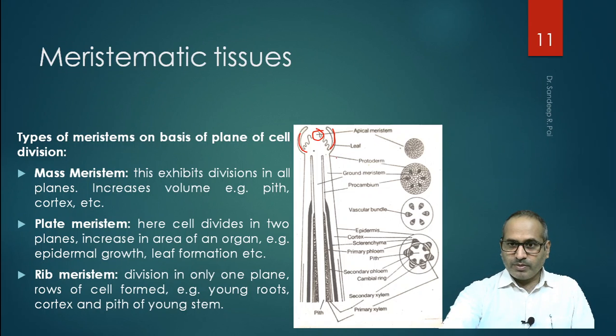Then the protoderm, and then we also see here the different types of vascular assemblies, like secondary xylem, primary xylem, and cambial ring, which is a meristematic tissue, and the cortex, which will have a meristematic region in it, right? So this is about types of meristem on the basis of plane of cell division.